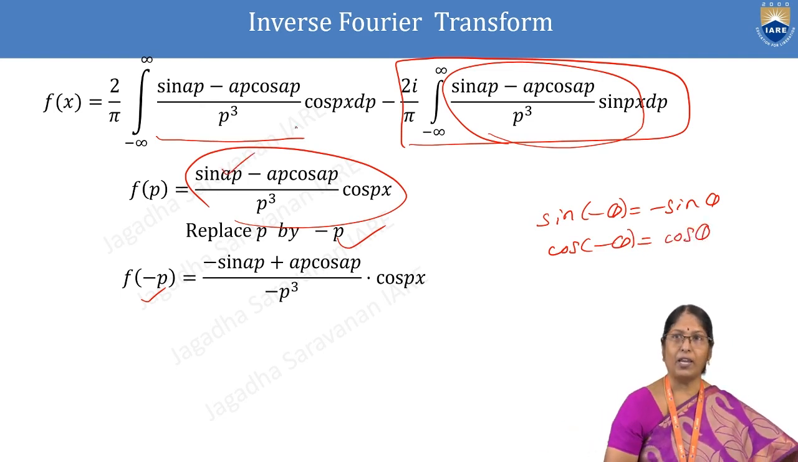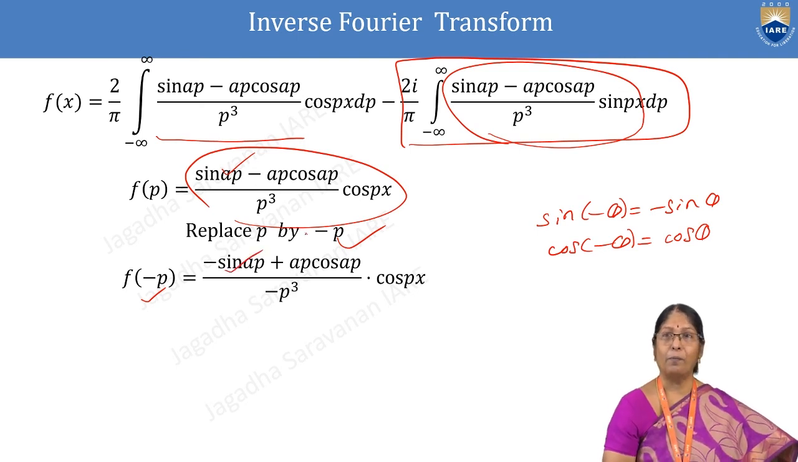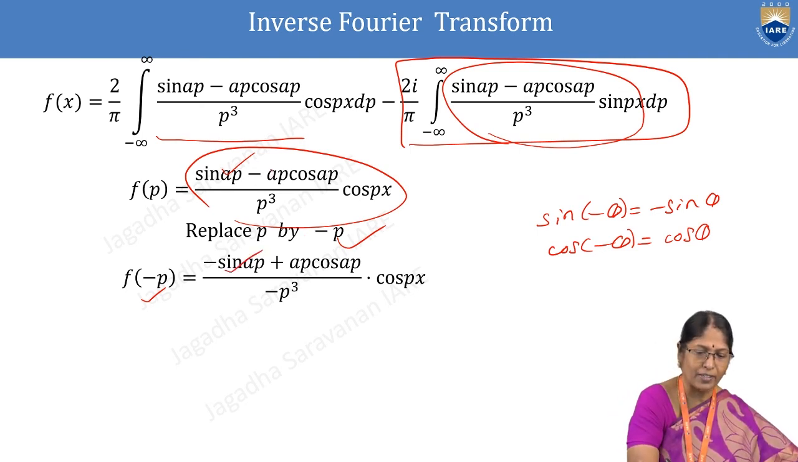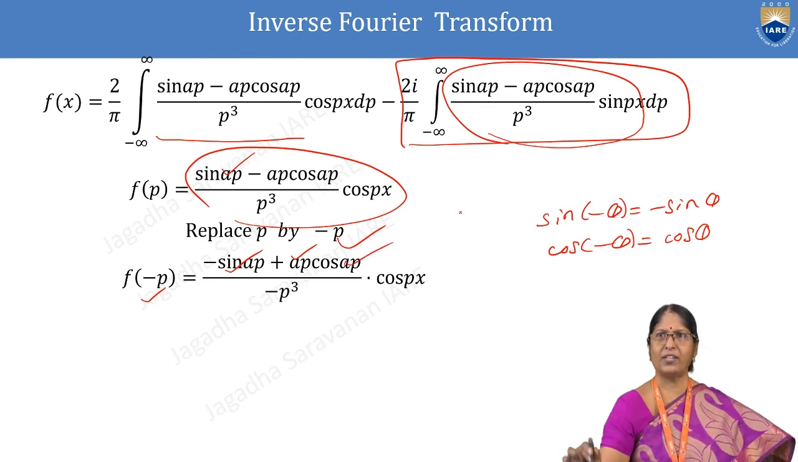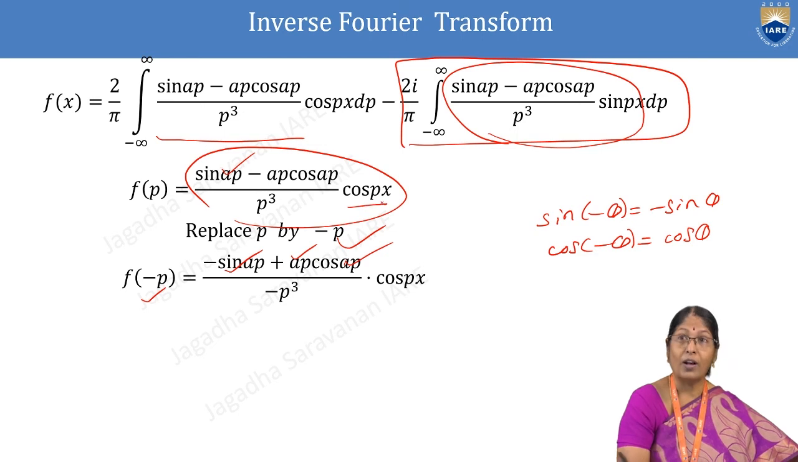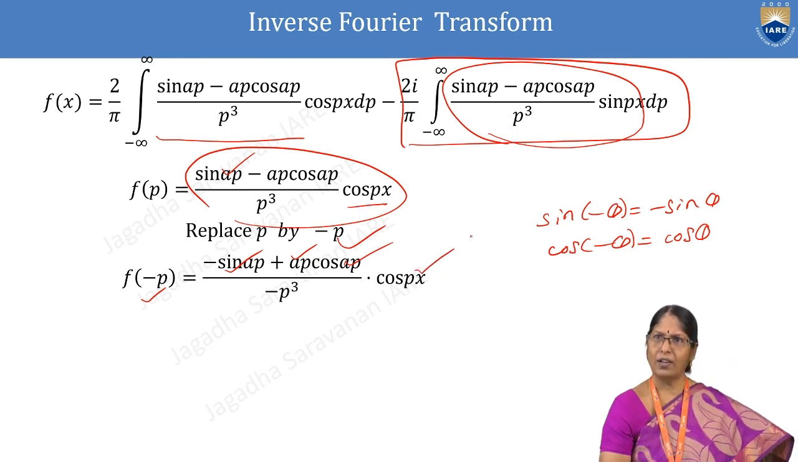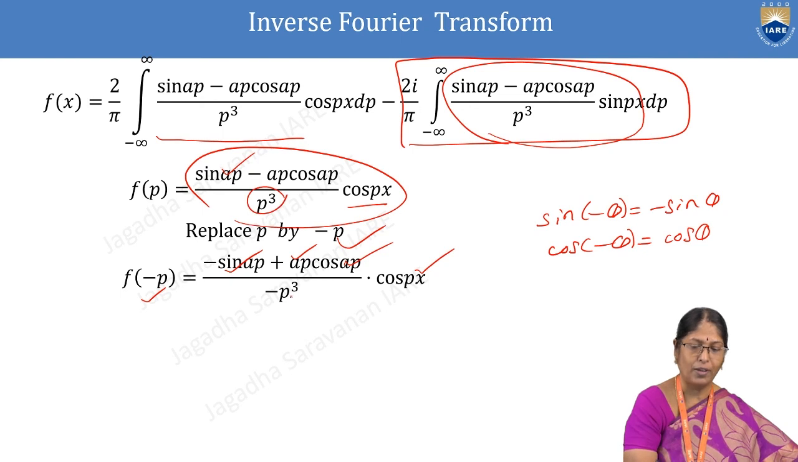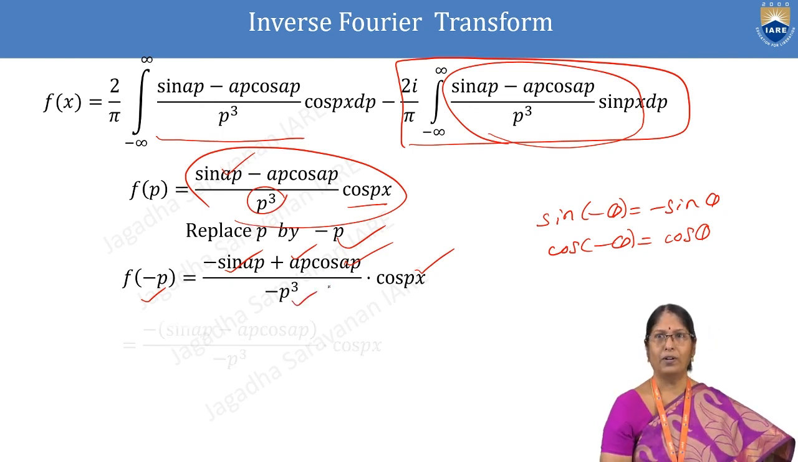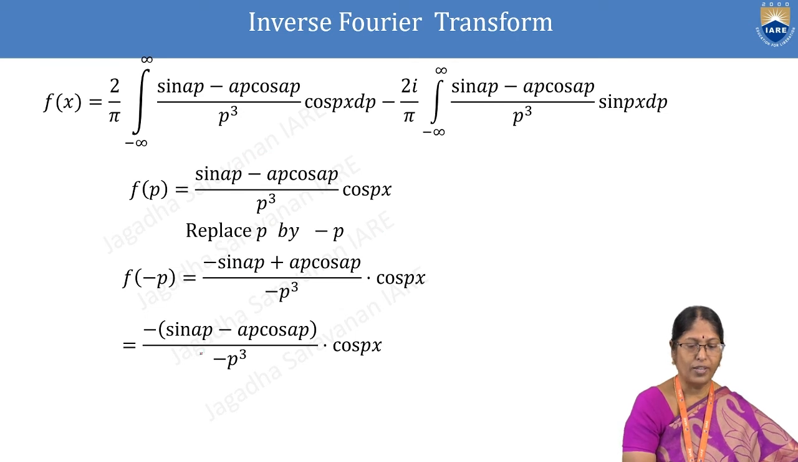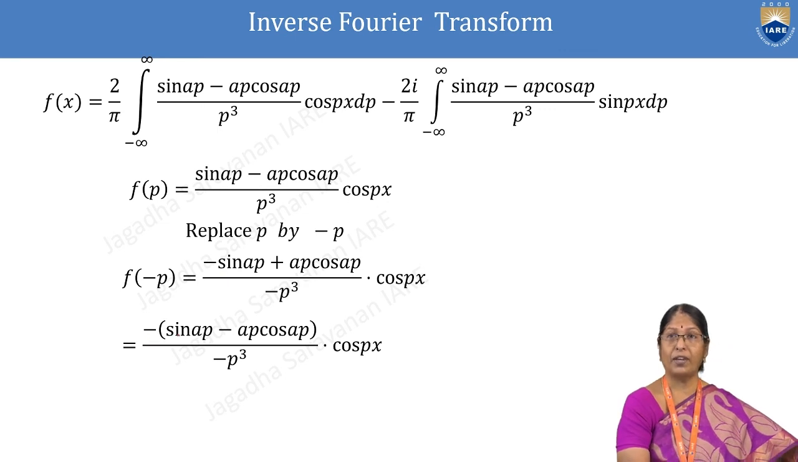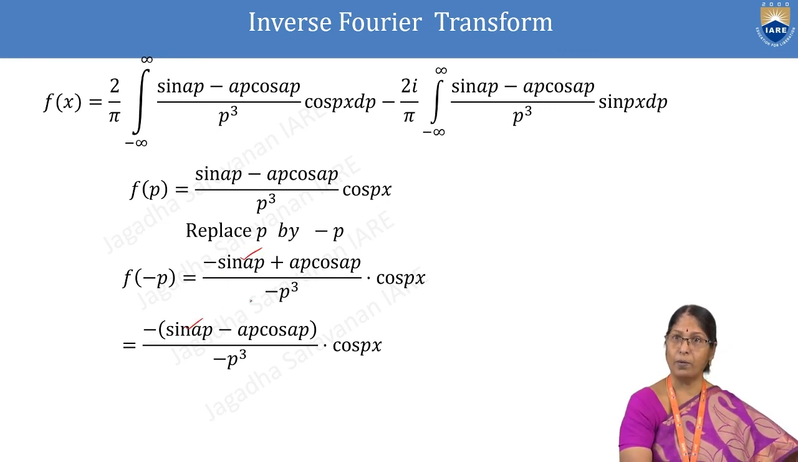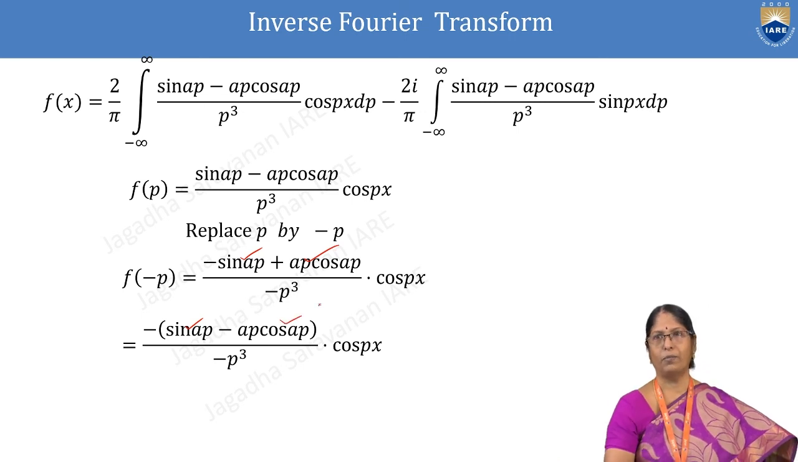So sine AP, change will be there, minus sine AP. Here minus A, P is replaced by minus P, so that's plus AP. For cos there won't be any change, as it is cos AP. Here also cos PX, no change at all, but P cube becomes minus P cube. So we are noticing here the top one, we have taken the minus sign out. If you take the minus sign out, this negative has become positive, and this positive has become negative.